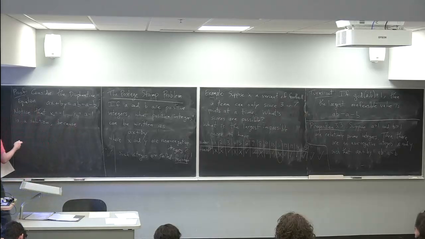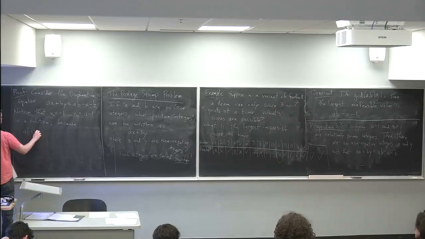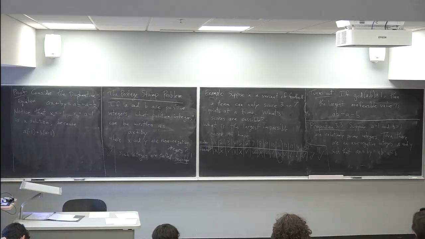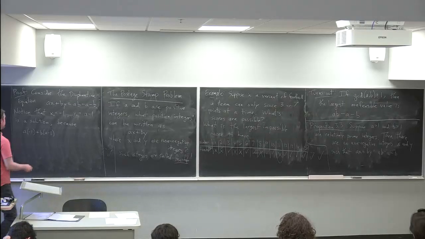Okay, so you can just plug it in and check. If you took a times negative 1 plus b times a minus 1, and you simplified that, you would get the right-hand side. That's what's supposed to happen. So you should have an ab, a minus a, and a minus b.